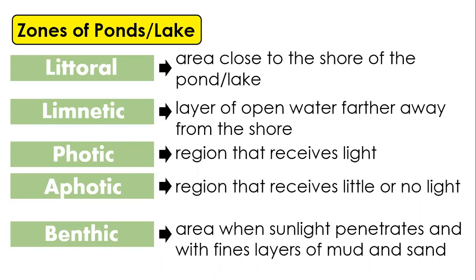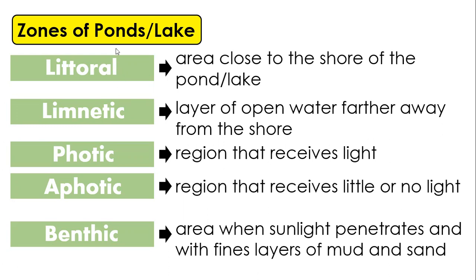Littoral is the area close to the shore of the pond or lake. Limnetic, that is the layer of open water farther away from the shore. Then we have also the photic region that receives light, and the aphotic region that receives little or no light at all, so it's very dark. Benthic area is where sunlight penetrates, with fine layers of mud and sand. That is the muddy part of the ponds or lake.